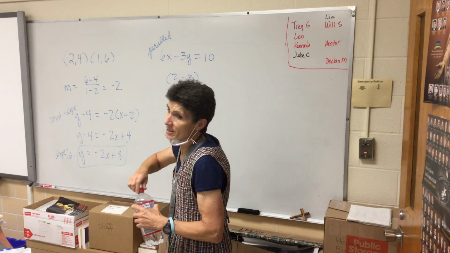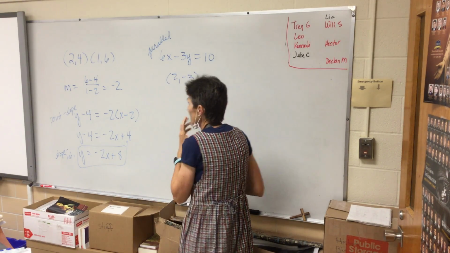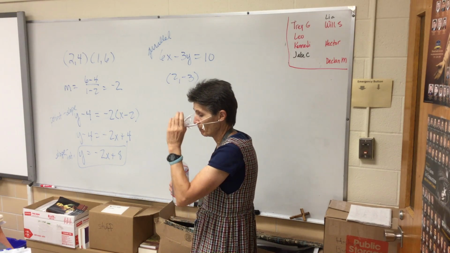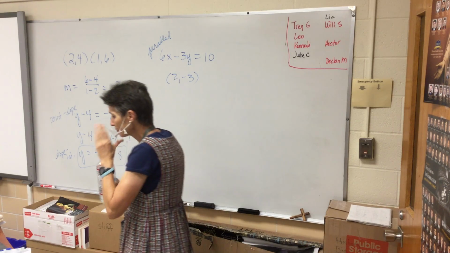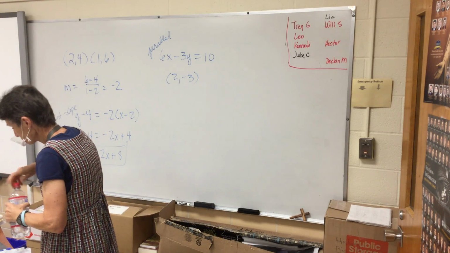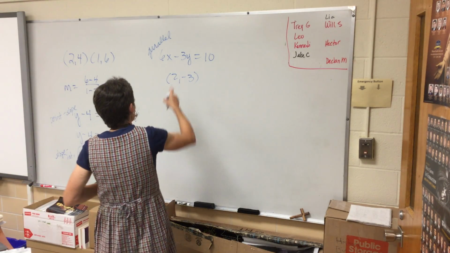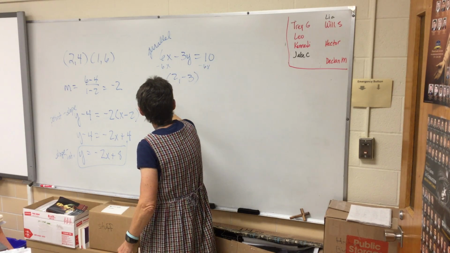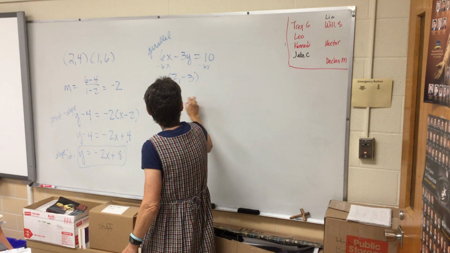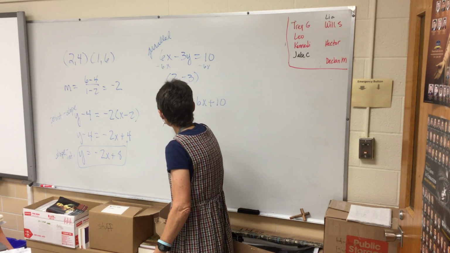So we need to know what slope we're working with. So we have to find the slope of that line. And how do we find the slope of that line? Get y by itself. Yeah. So here we go. This line, I'm going to get y by itself, so I'll subtract 6x. And I'll divide by negative 3.